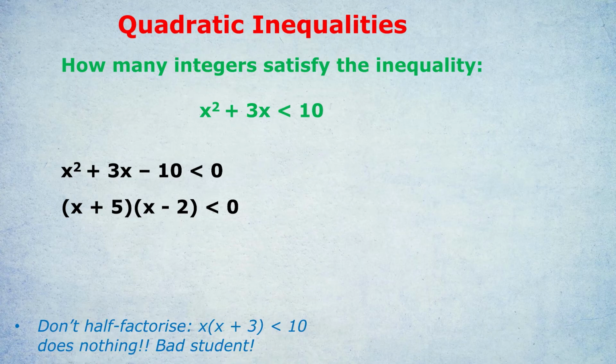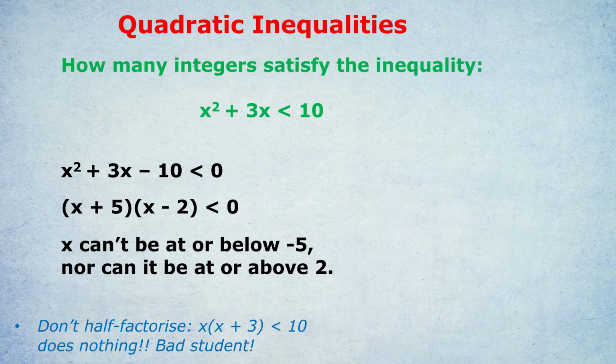To cut a long story short, x has to be in between negative 5 and 2, which are the two solutions if this was an equation. x can't be at or below minus 5, nor can it be at or above 2. So x must be everything in between minus 5 and 2. Don't forget to count 0. This gives us 6 different integers that satisfy that inequality. And look, we didn't waste any time testing out a load of integers.